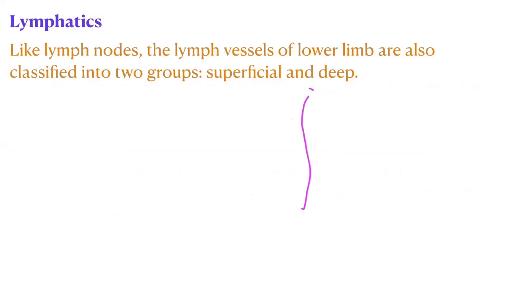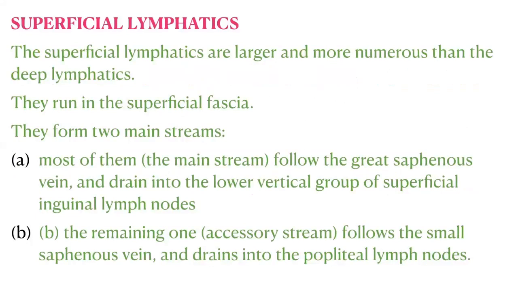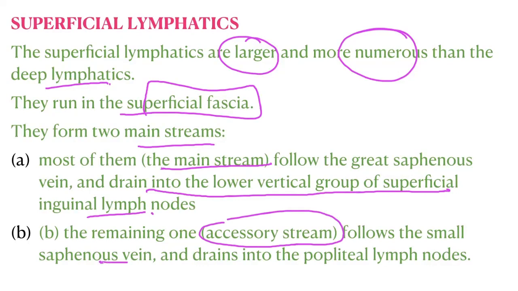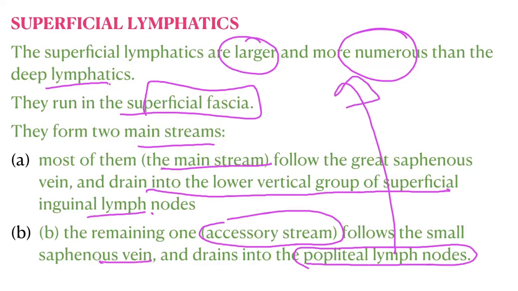Lymphatics, so that means lymph vessels. Again, these are superficial and deep. Superficial lymphatics are larger and more numerous than the deep lymphatics. They run in the superficial fascia. They form two streams. Okay, most of them, the mainstream, follow the great saphenous vein and drain into the lower vertical group of superficial inguinal lymph nodes. The remaining ones, the accessory stream, follow the small saphenous vein and drain into the popliteal lymph nodes. Again, these popliteal lymph nodes drain into the deep inguinal lymph nodes. Right? So, mainstream and accessory stream.